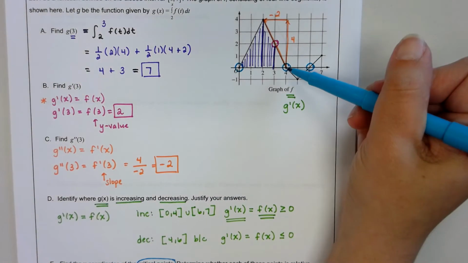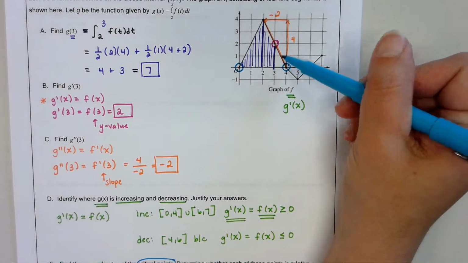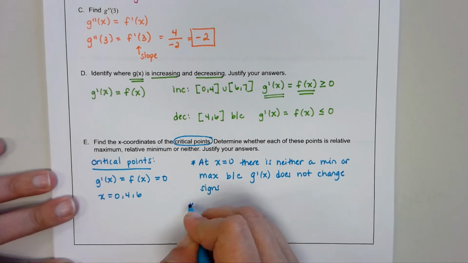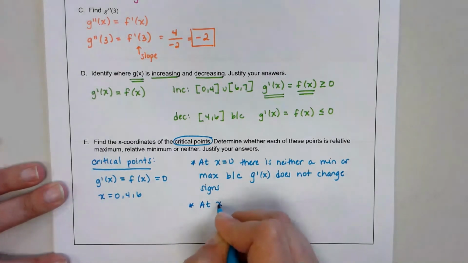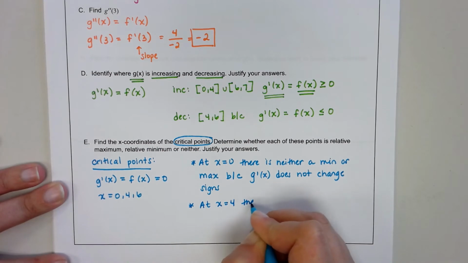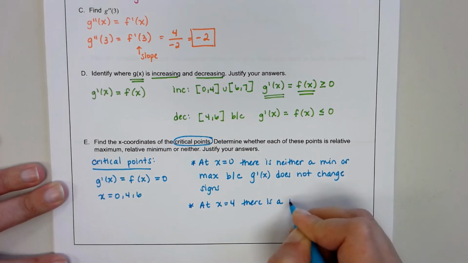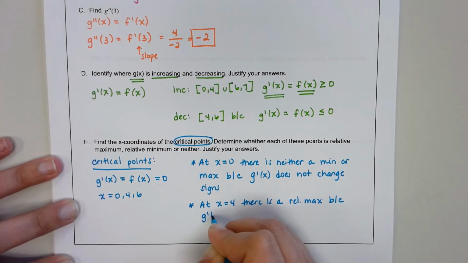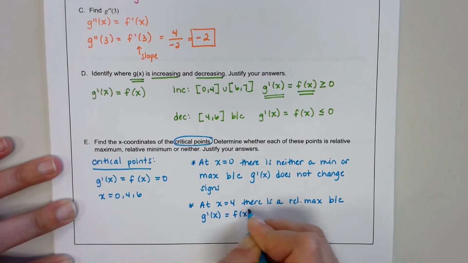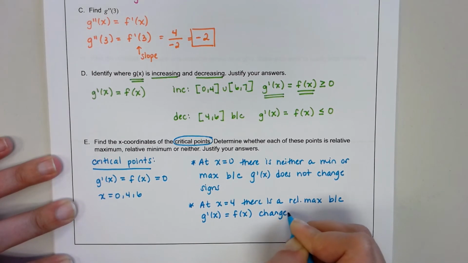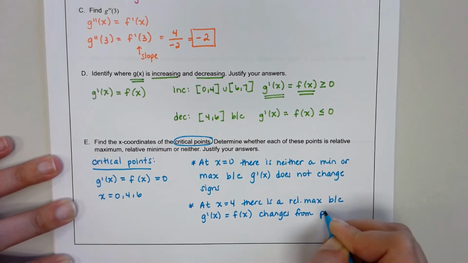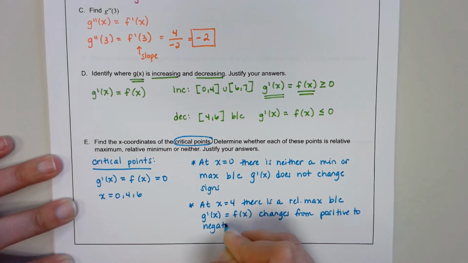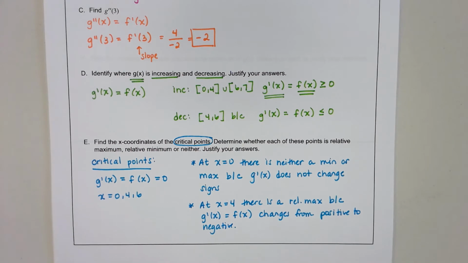Now let's think about 4. When x is 4, the function g prime changes from positive to negative, from above to below. If we change from positive to negative, we're going to have a relative max. So we would say at x equals 4, there is a relative max because g prime of x, which is really just f of x, changes from positive to negative.